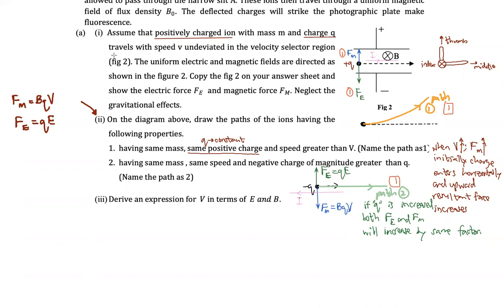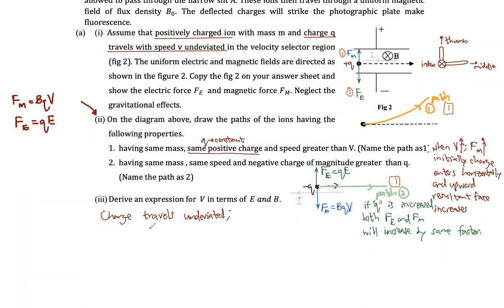Charge q travels with speed v undeviated. That means these two forces are equal to each other. That's why it moves undeviated. Did I have an expression for v in terms of E and B? Now that can be done quickly. How is that? Charge travels undeviated. That means it is not showing any change in its path.